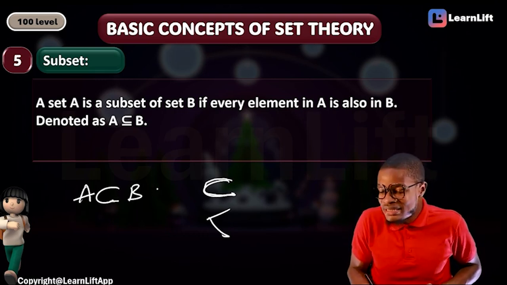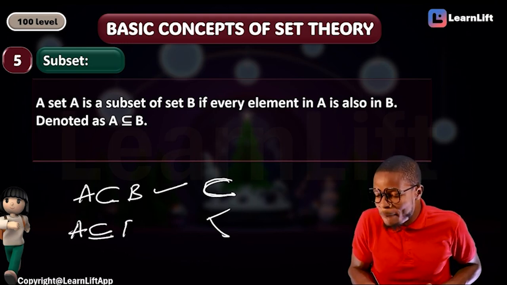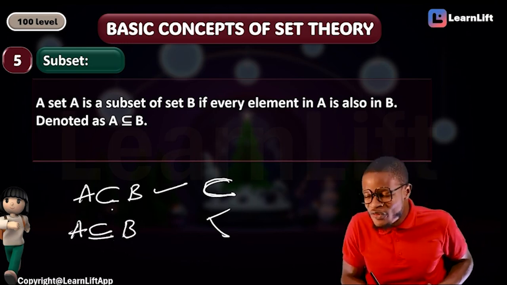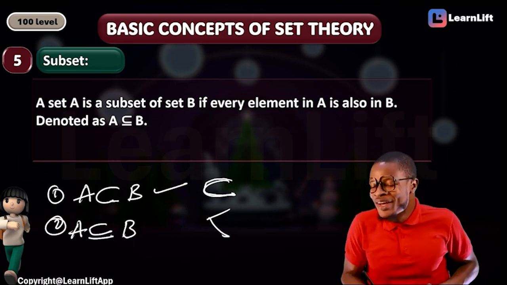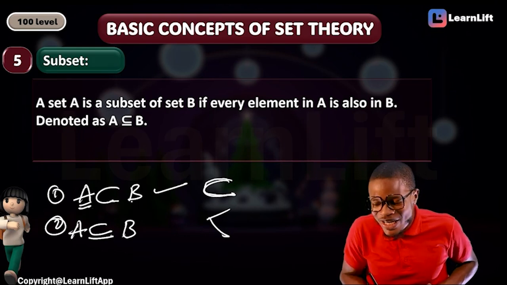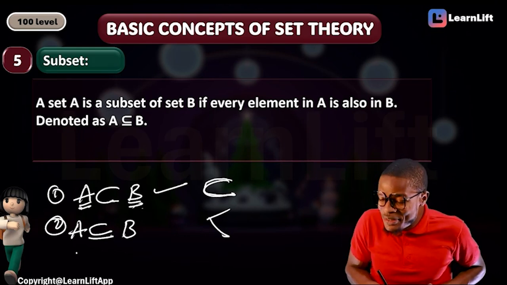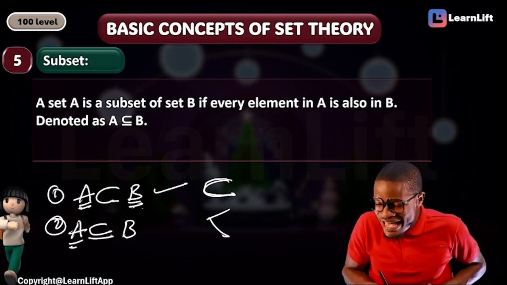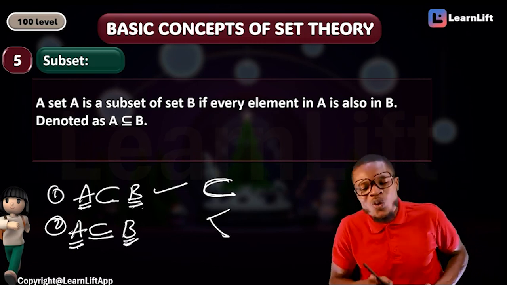You see that I write it like this, I'm correct, or you say A is a subset of B. Now, what is the difference between the first one and the second one? The difference is simple. The first one means that A is a subset of B, but A is not equal to B. This second one means that A is a subset of B, but A can also be equal to B.